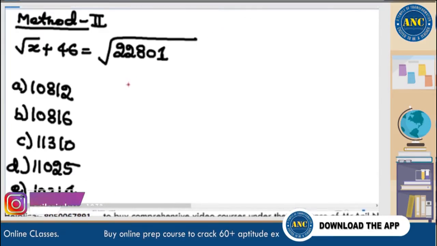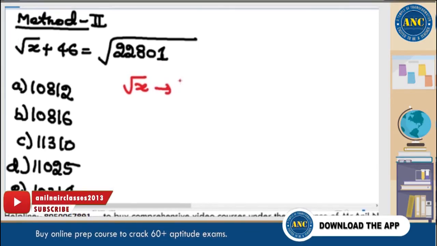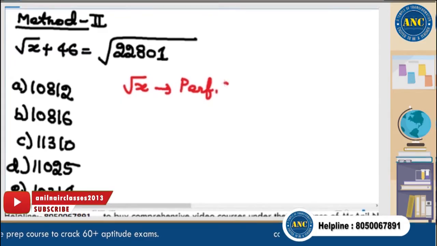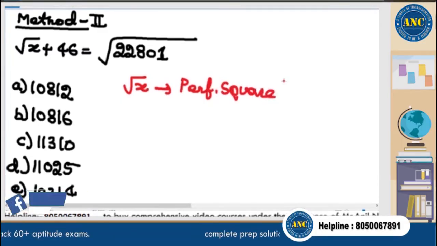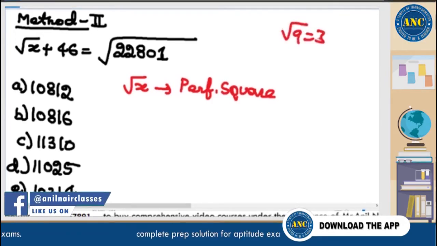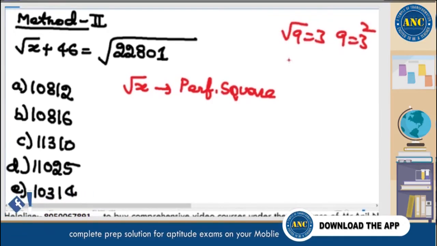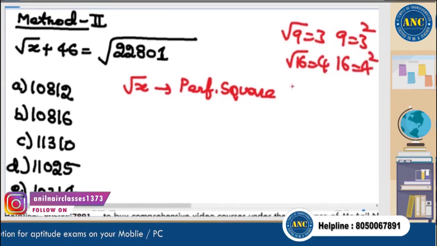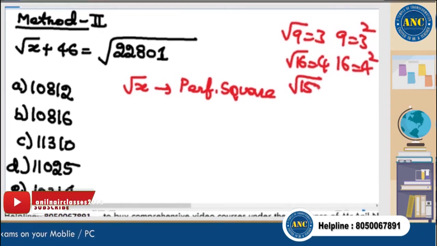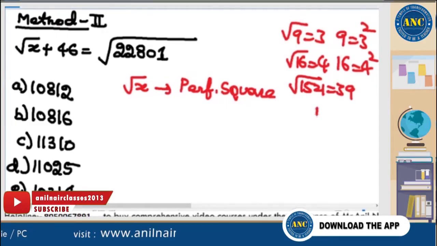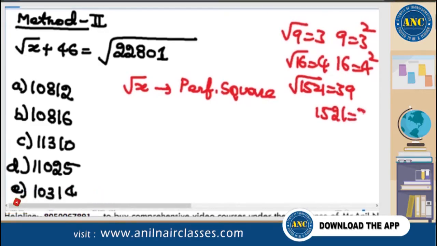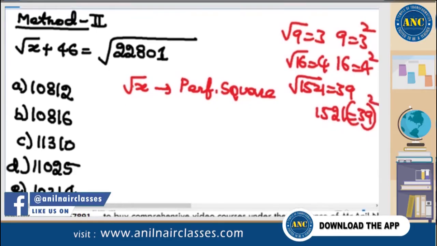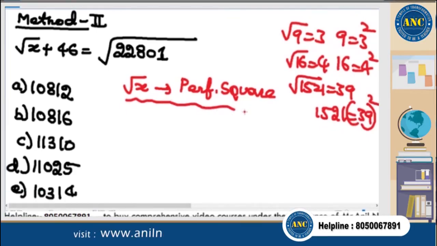Method 2. See here, root x is a perfect square. Are you all with me? For example, root 9 is 3, so 9 is 3 square. Root 16 is 4, so 16 is 4 square. Root 1521 is 39, so 1521 is 39 square. Another idea in the question: root x is a perfect square.